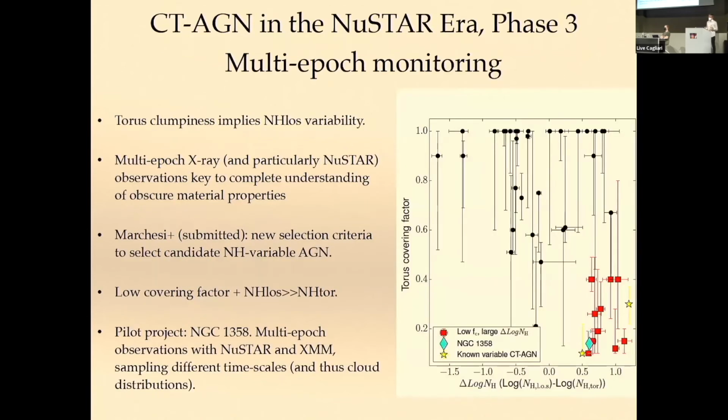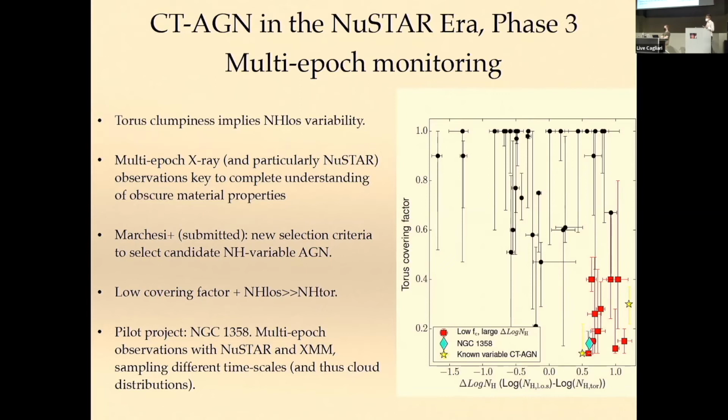So the first two parts focused on single epoch observations, or in some cases on multi-epoch, in the sense that the soft X-ray was not simultaneous with the hard X-ray. This is a good approach, and I've shown you that we can achieve many interesting results. But if indeed the torus is not uniform, it's clumpy, we would expect that the line of sight column density should vary across different epochs, and therefore the best approach to characterize completely the obscuring material surrounding the accreting supermassive black hole is a multi-epoch campaign to study how the line of sight column density changes with time.